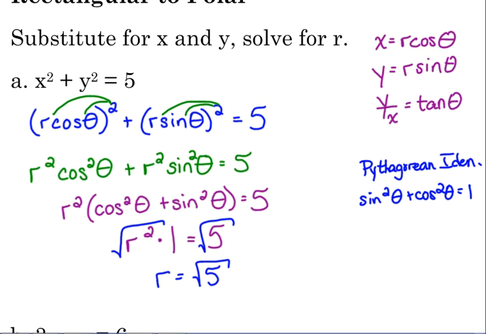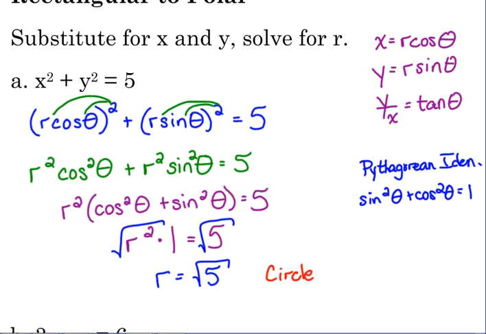Now let's think about this for just a second. Our polar equation says that r is equal to the square root of 5. It's saying our radius is equal to the square root of 5. So if you have a radius of the square root of 5, you've just drawn a circle, right? So this is a circle in polar form.